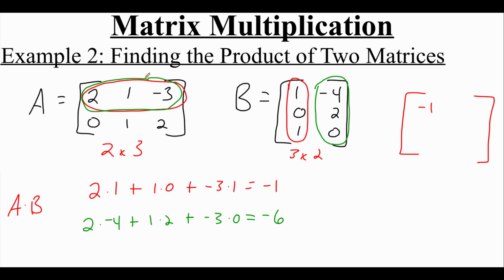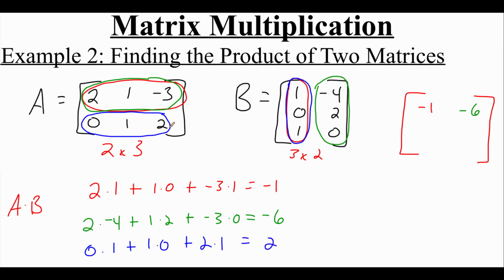So this was from the first row times the second column. So this answer goes in the first row, second column. Now we've taken row 1 times both of those columns, so now we move on to row 2. I take this row and multiply it by the first column. So I take 0 times 1, plus 1 times 0, plus 2 times 1. And when we add all those together, we should get 2 as our answer.